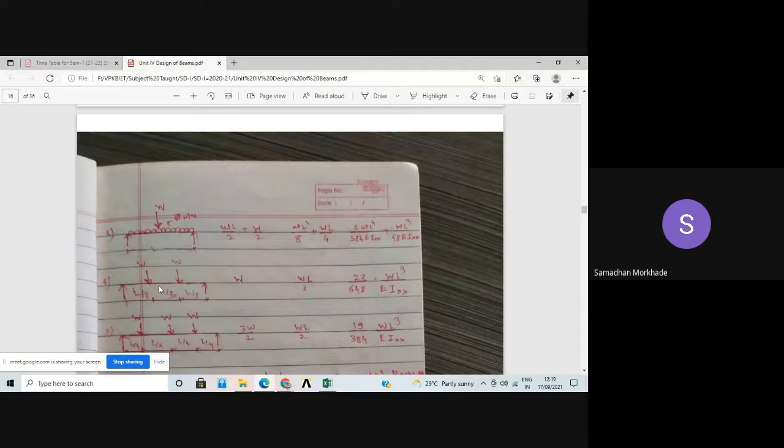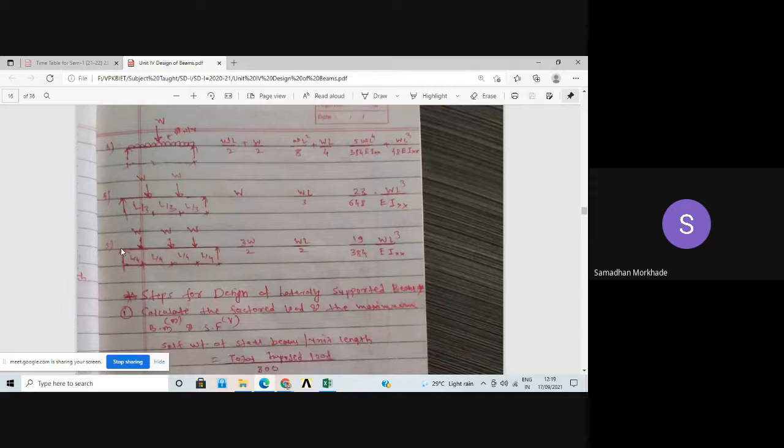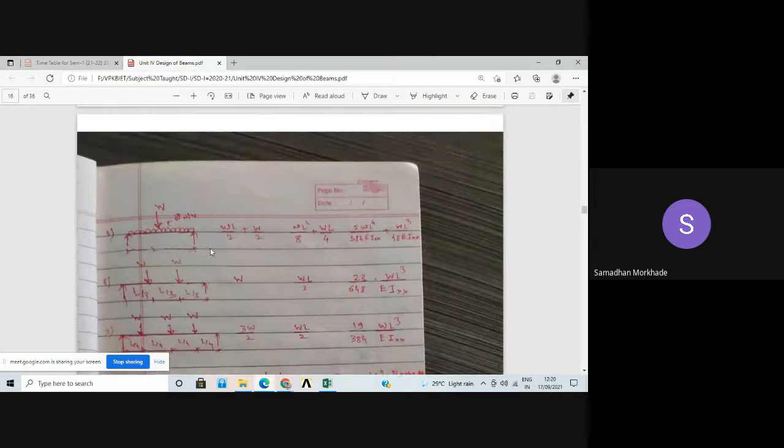When there are two point loads, the reaction is W, meaning shear force is W, the bending moment is WL by 3, and the deflection is 23 by 648 WL cube by EIXX. When there are three point loads, the reaction is 3W by 2, the bending moment is WL by 2, and the deflection is 19 divided by 384 WL cube by EI. So these are some standard cases normally used for the design of beams.